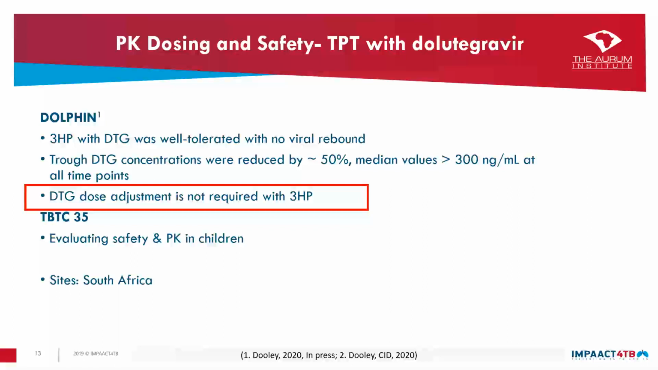The study was conducted in South Africa, and we basically found that 3HP can be given for TB prophylaxis to patients with HIV who are taking dolutegravir without dose adjustment. So this was the key finding from DOLPHIN, which then helped inform policy and guidelines. Next slide, please.